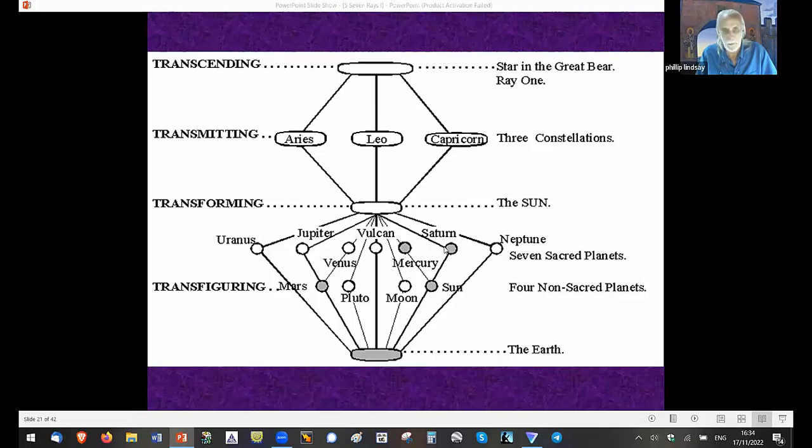The grayed out planets, I think, not sure what that's, no, it's all right. Ignore what I'm saying there.